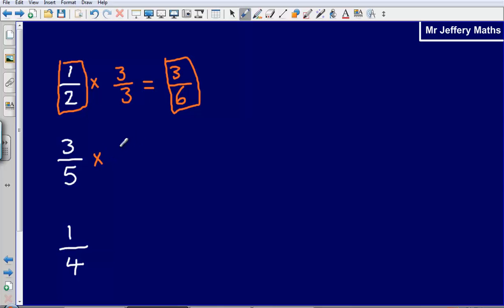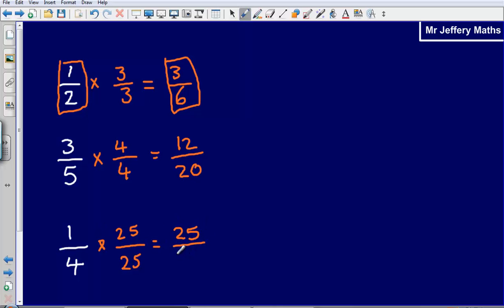Now if I do this, say, with 3/5, and this time I'll multiply it by 4 over 4. Here I get 12 over 20, and again what I've got is what we call an equivalent fraction. Now let's do the same with a quarter, 25 over 25 this time. Here I ended up with 1 times 25, 25 over 4 times 25, 100. And this fraction here is exactly the same as this fraction here. I'm just using different numbers to express it.